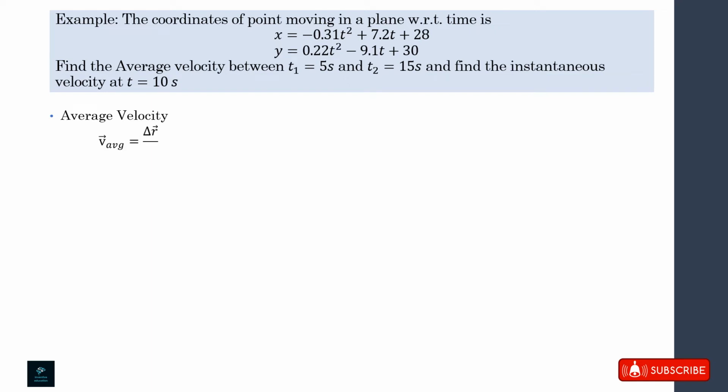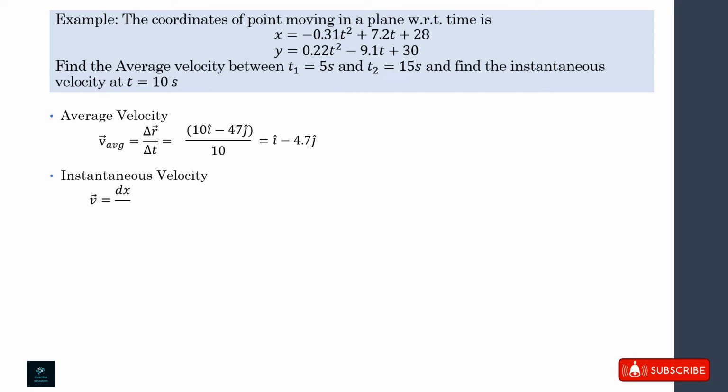Now we know that average velocity, V average, is equal to delta R by delta T. Now delta R we have already obtained, and that was equal to 10i minus 47j, and delta T is equal to 15 minus 5, and this is equal to 10. Therefore, V average is equal to i minus 4.7j.